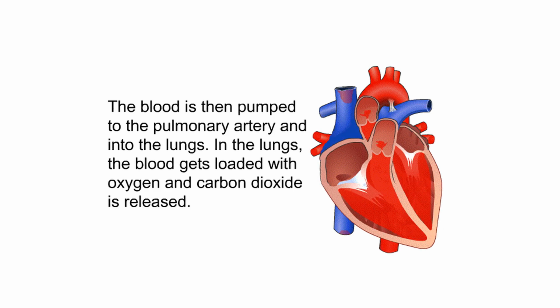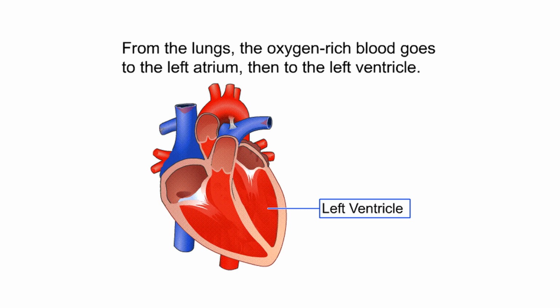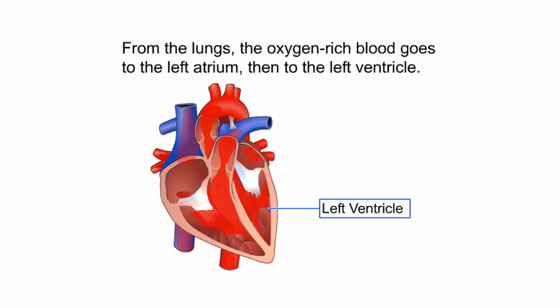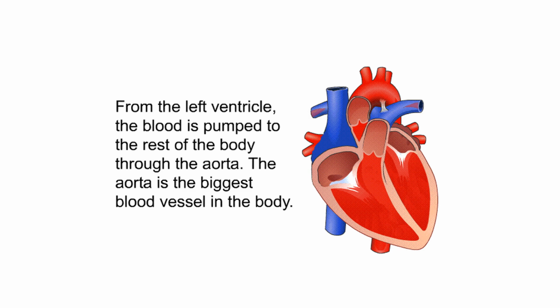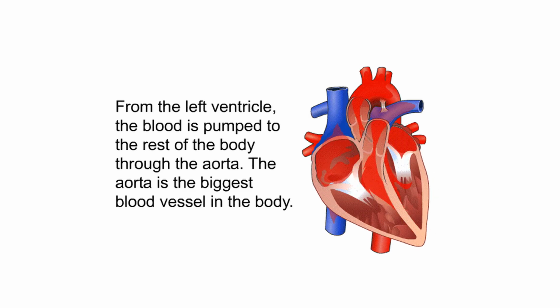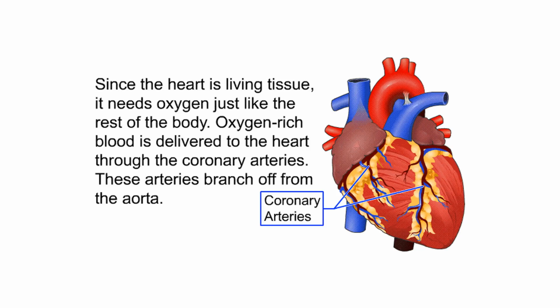In the lungs, the blood gets loaded with oxygen and carbon dioxide is released. From the lungs, the oxygen-rich blood goes to the left atrium, then to the left ventricle. From the left ventricle, the blood is pumped to the rest of the body through the aorta. The aorta is the biggest blood vessel in the body. Since the heart is living tissue, it needs oxygen just like the rest of the body. Oxygen-rich blood is delivered to the heart through the coronary arteries. These arteries branch off from the aorta.